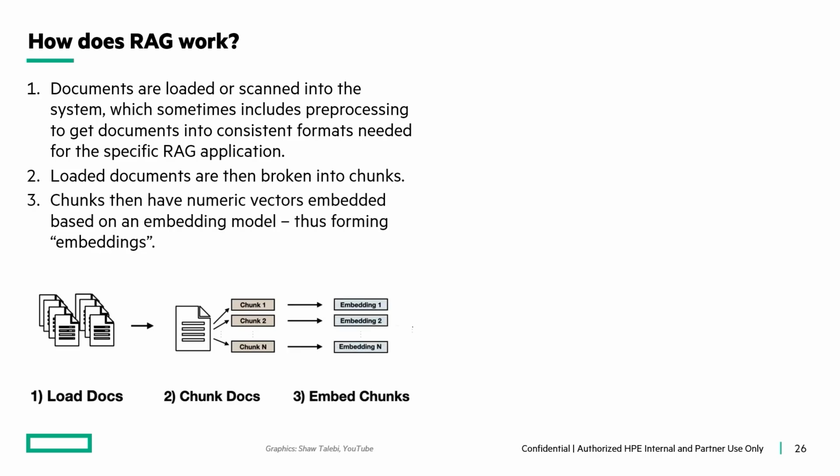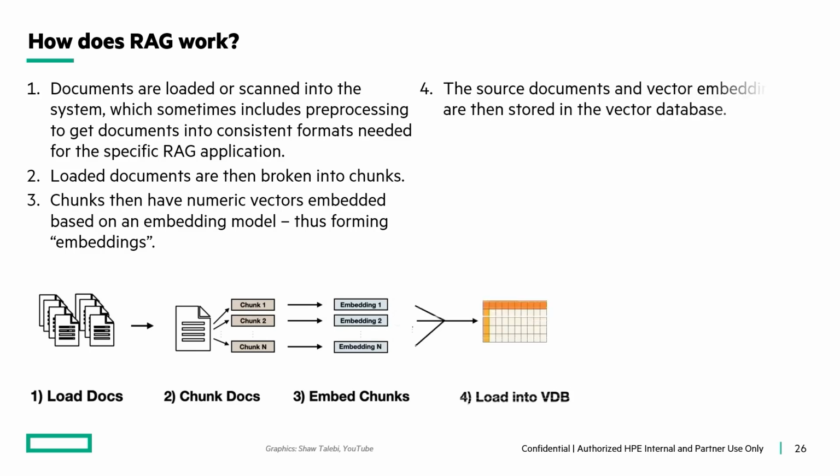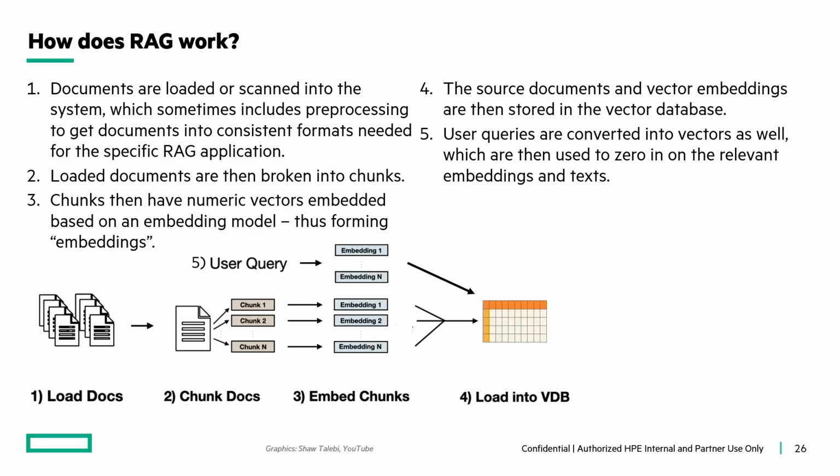Those chunks are then translated into numeric values, almost like coordinates. And these values are embeddings. They're vector math values. They're called embeddings. So you get chunks and then embeddings, and then that is what is stored in the vector database along with the original source documentation.